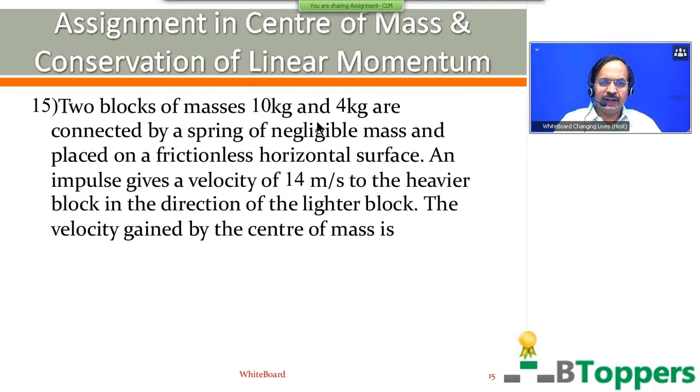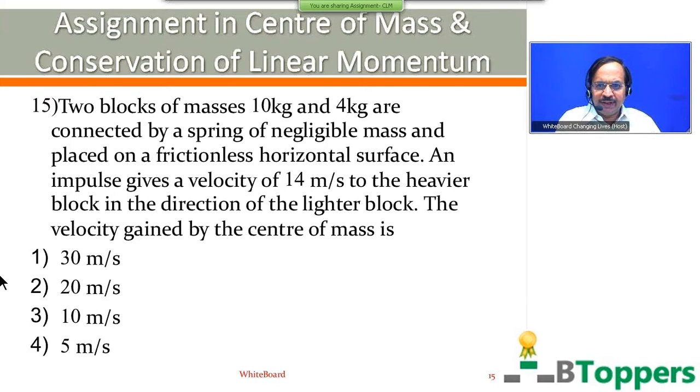Two blocks of masses 10 kg and 4 kg are connected by a spring of negligible mass and placed on a frictionless horizontal surface. An impulse gives a velocity of 14 meters per second to the heavier block in the direction of the lighter block. The velocity gained by the center of mass is. Come on, try the question. This question was also given in one of the previous entrance examinations in All India entrance papers.